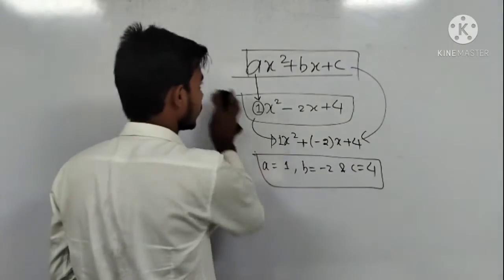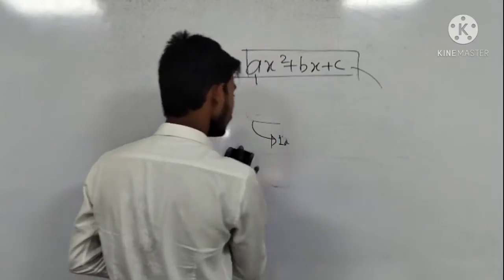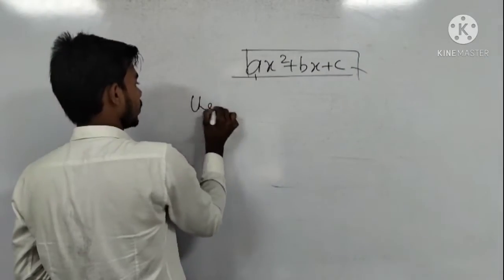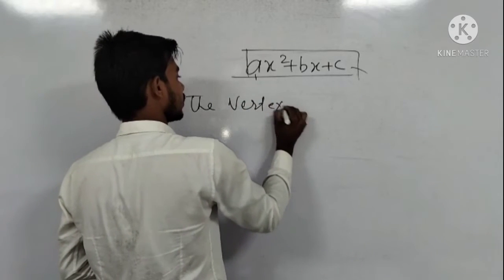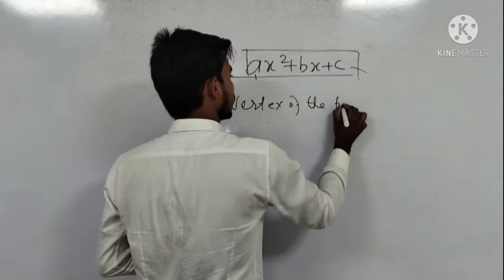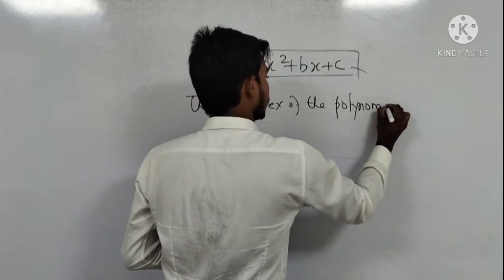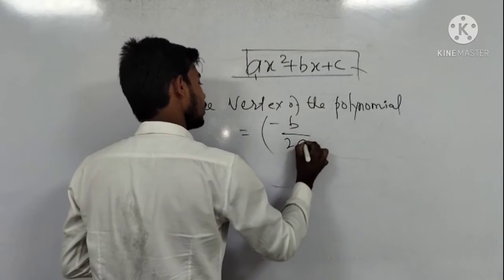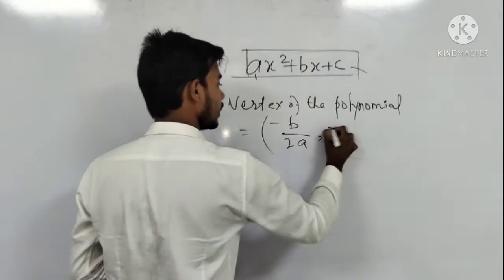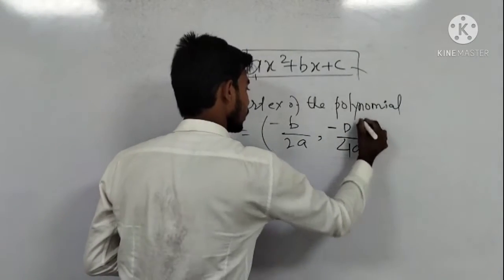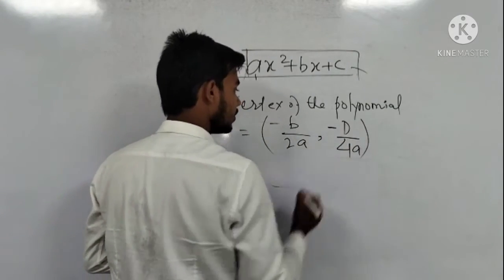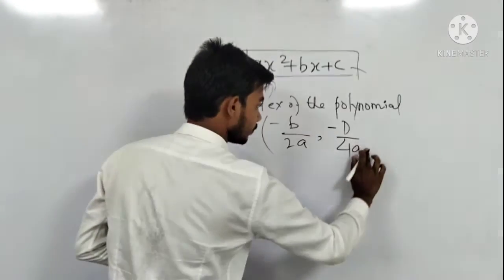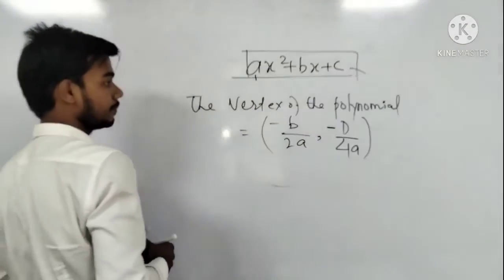Okay. Now let us find the vertex of the quadratic polynomial. The vertex of the polynomial will be minus b over 2a, minus d over 4a. Now you know what is b, what is a, what is c.